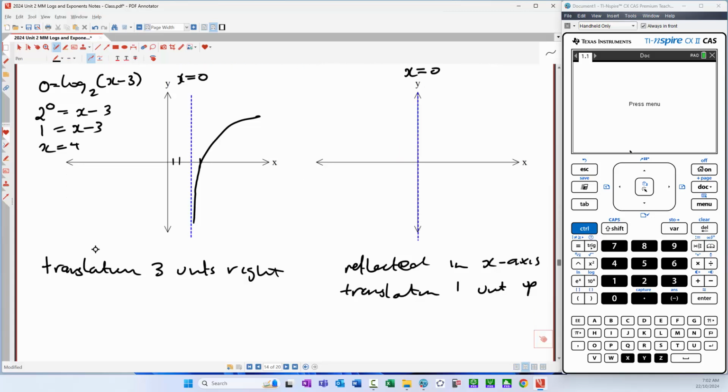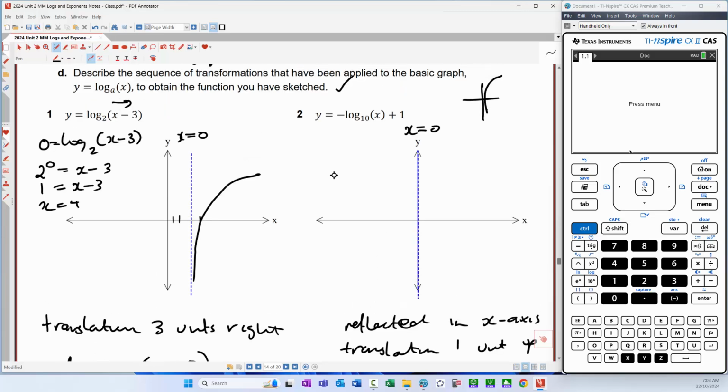For the previous question, I'm supposed to state the domain and range. Domain is 3 to positive infinity, and range is R. Okay, back to this one.